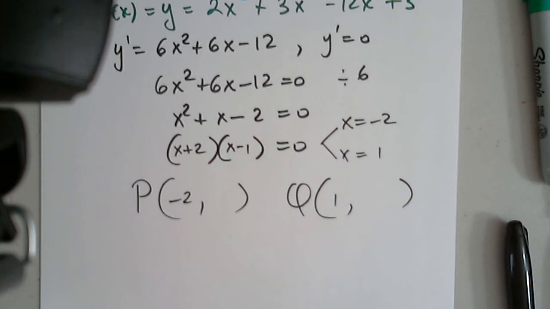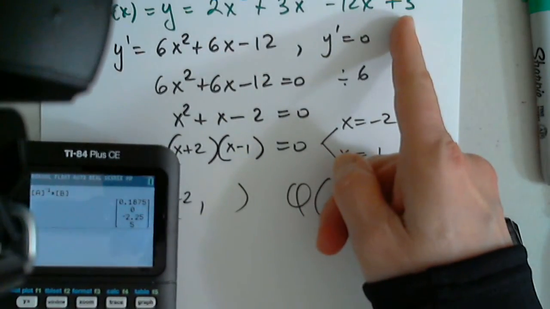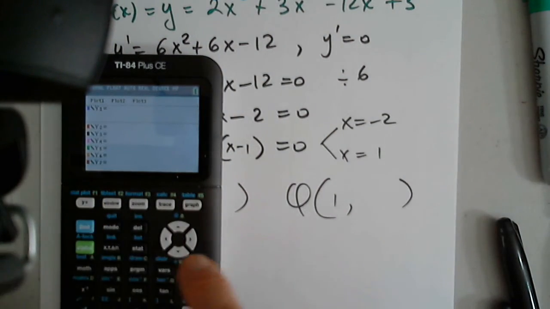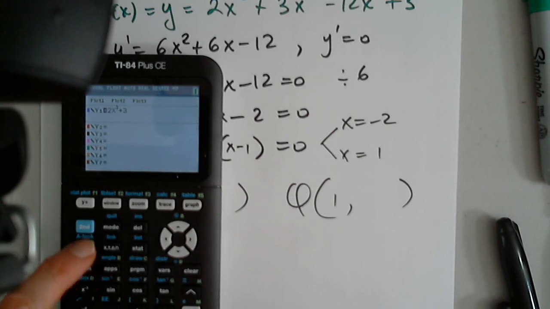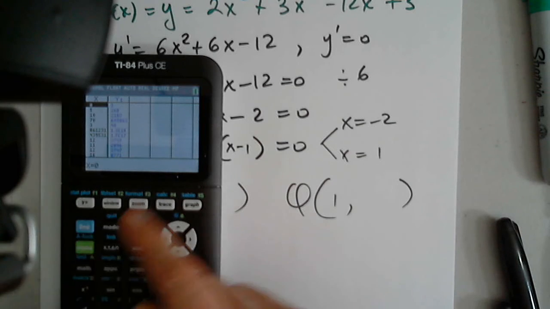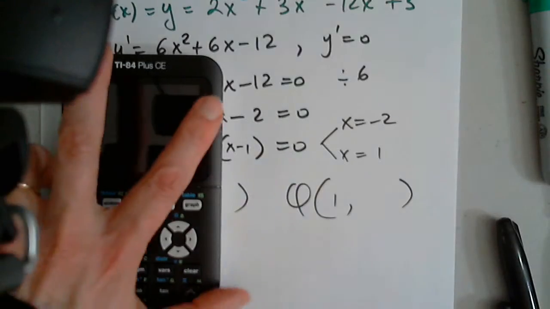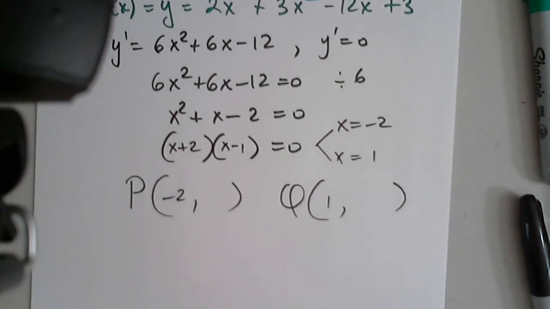So then the y value would be... I have to plug it in. So in y equals 2x cubed plus 3x squared minus 12x plus 3, go to second and table, -2 and 1, and we get 23 and -4. Thank you. Anything else?